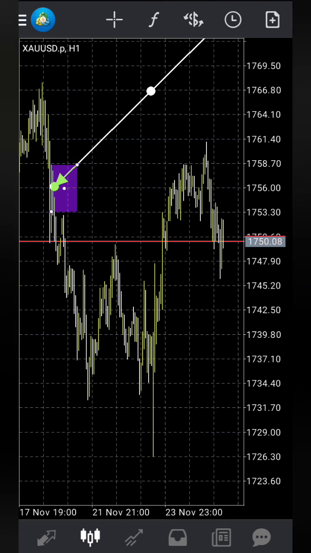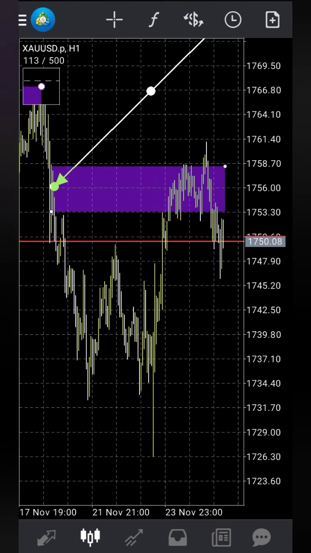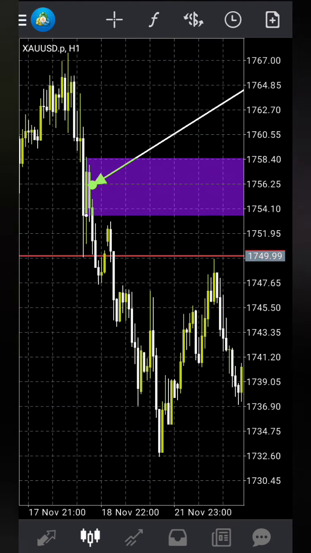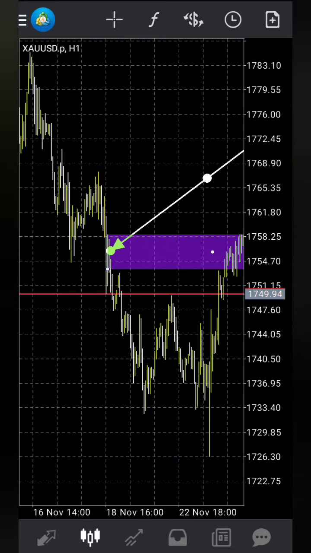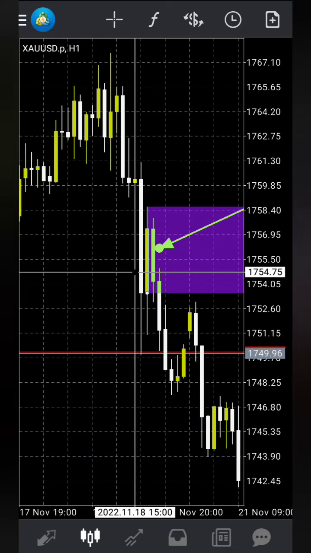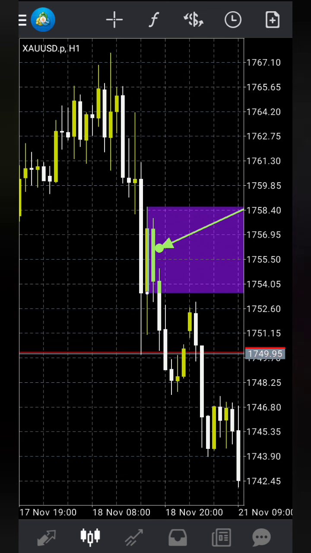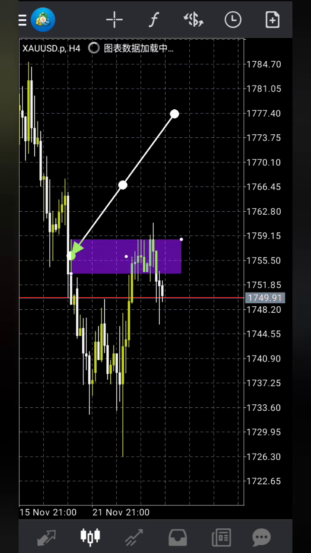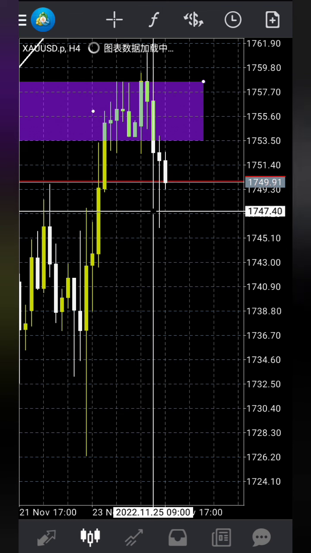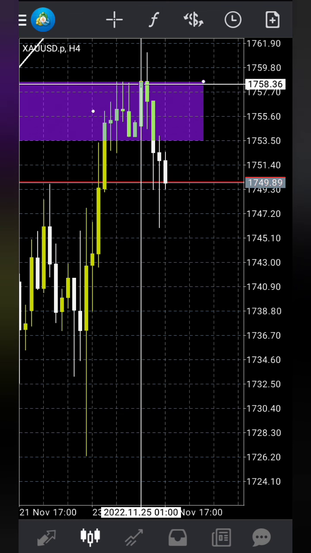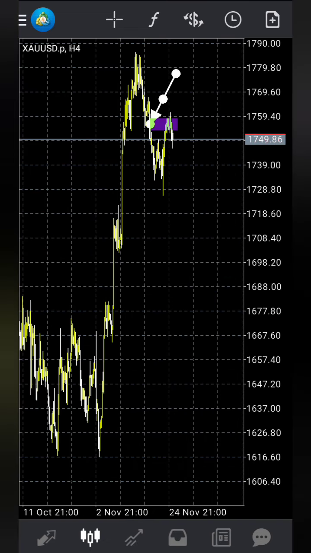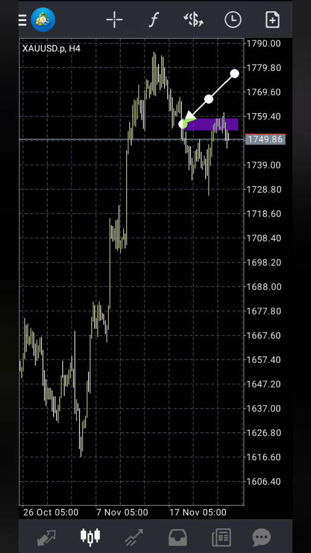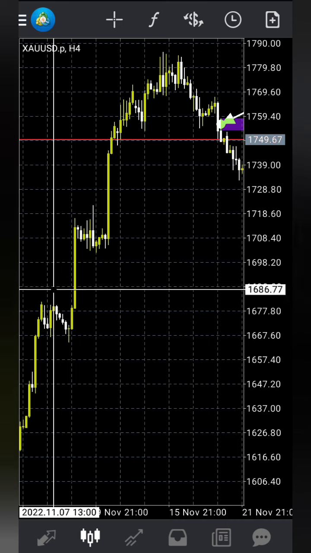So this is how we find the hidden zone, until the shadow there. Exactly at the shadow here. Can you see? And then when we change to H4, you can see the price cannot break with candle body. Understand?